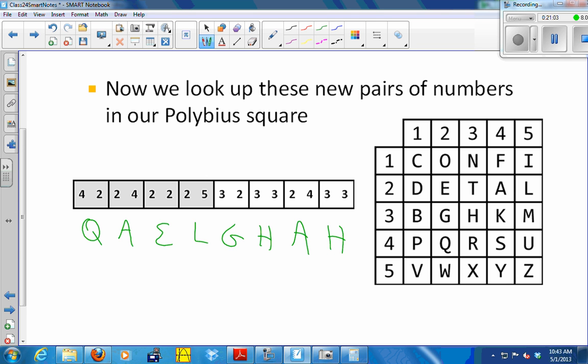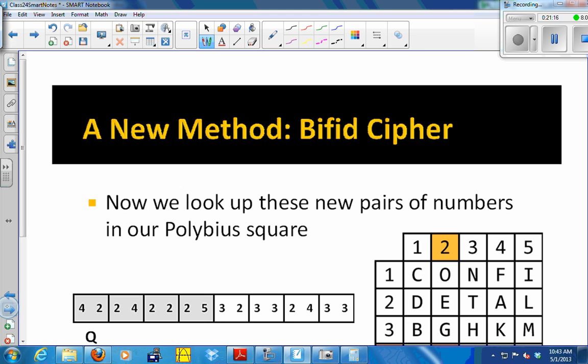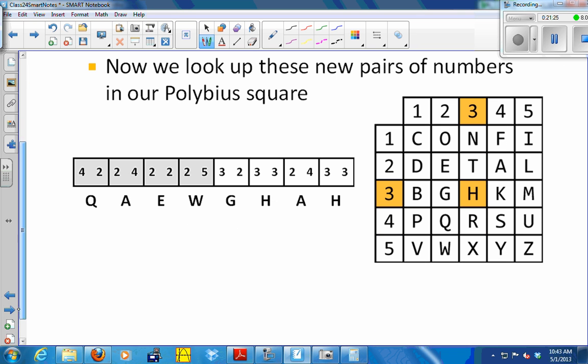Oh, whoops. Okay, so there's a typo in your notes. Make sure you fix it. In the notes, it says that 2, 5 would get encoded to W, but it's really an L. This W should be an L. I looked it up backwards, which is an easy mistake to make. You've got to remember row, column, row, column.